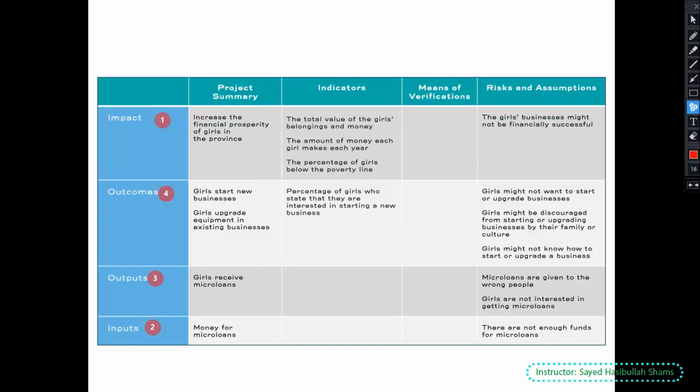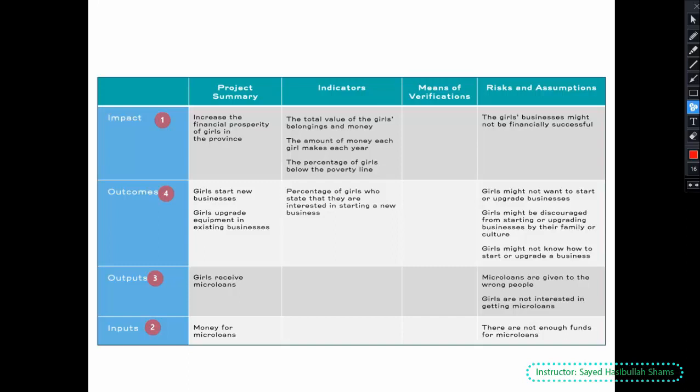For all of these levels we must define each level, and then we will select indicators. For example, for the impact level we have 3 indicators. For outcome we must have 1 indicator or 2 indicators. This belongs to the project nature. For the output, for example, we have 2 or 3 indicators. For an input level we have 4 or 5 indicators. So it belongs to the project.